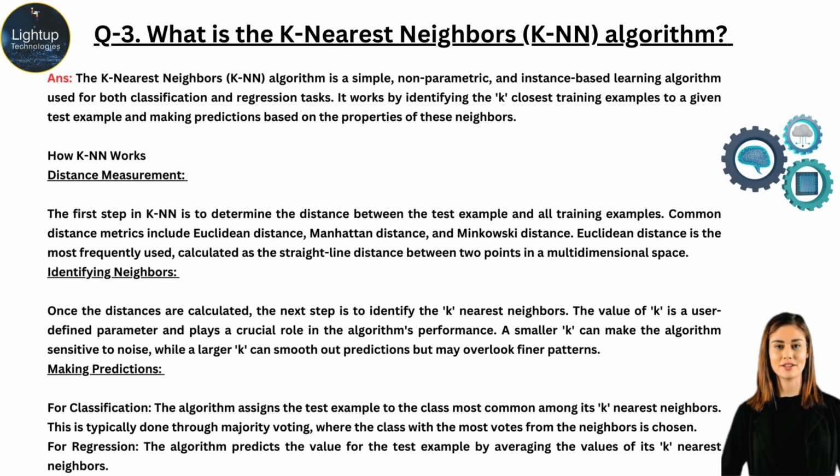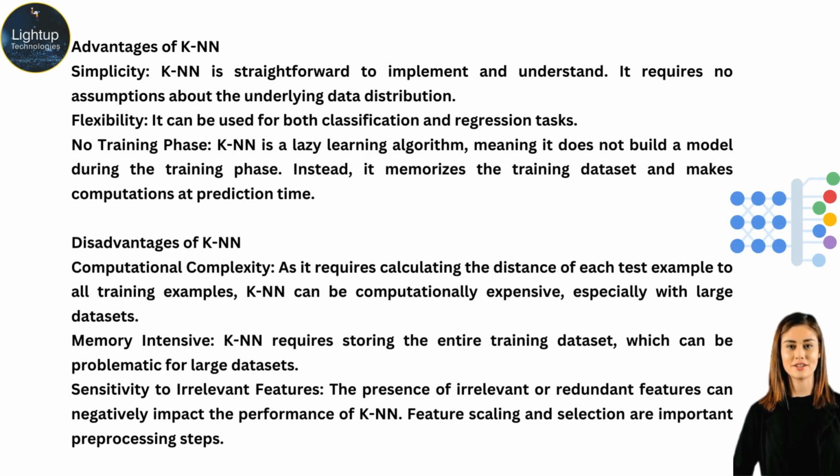What is the K-nearest neighbors (KNN) algorithm? The K-nearest neighbors (KNN) algorithm is a simple, non-parametric, and instance-based learning algorithm used for both classification and regression tasks. It works by identifying the k closest training examples to a given test example and making predictions based on the properties of these neighbors. How KNN works: distance measurement, identifying neighbors, making predictions. Advantages of KNN: simplicity.